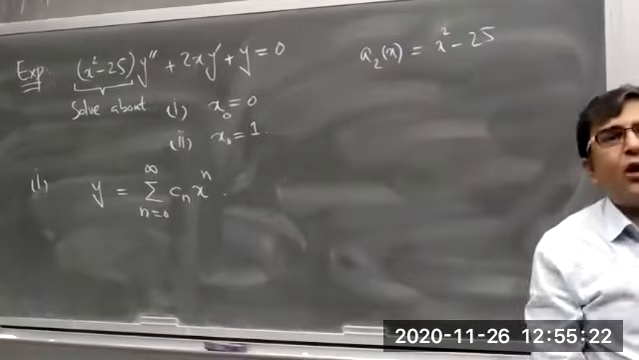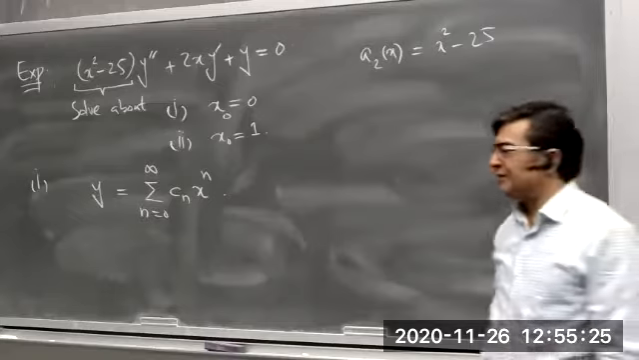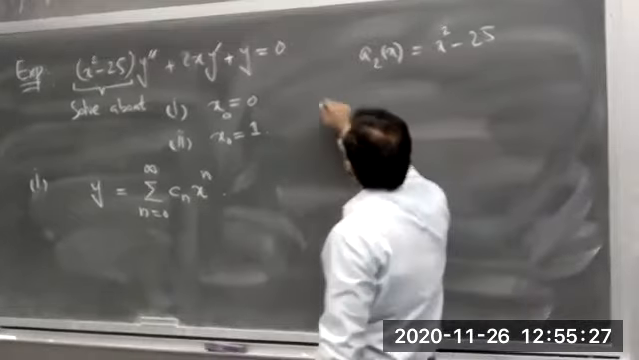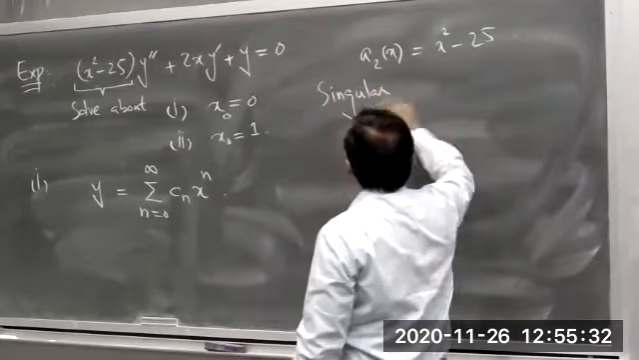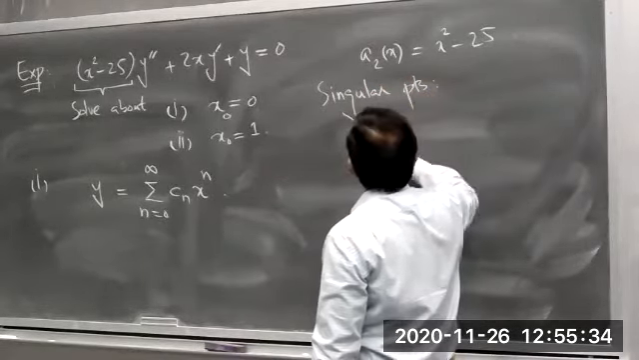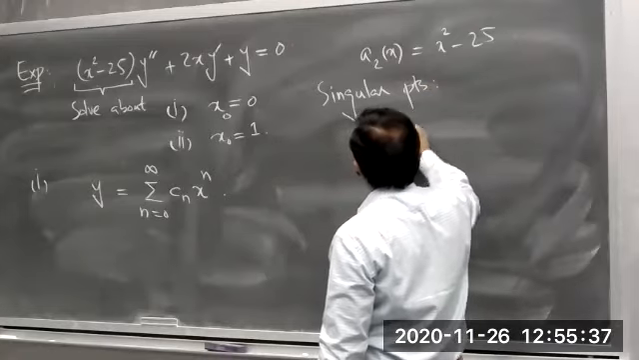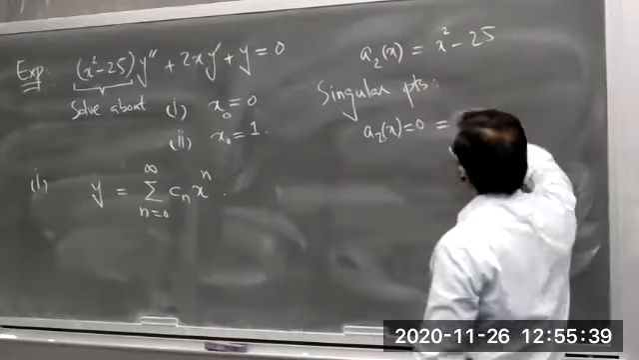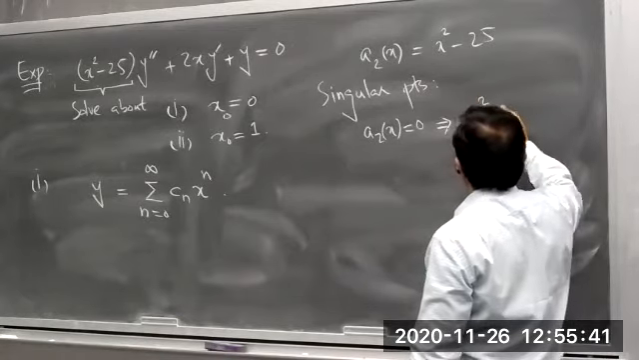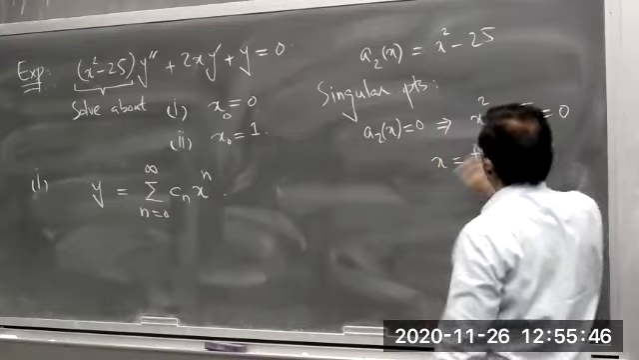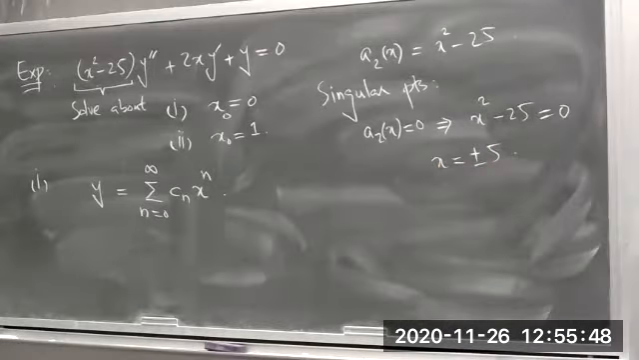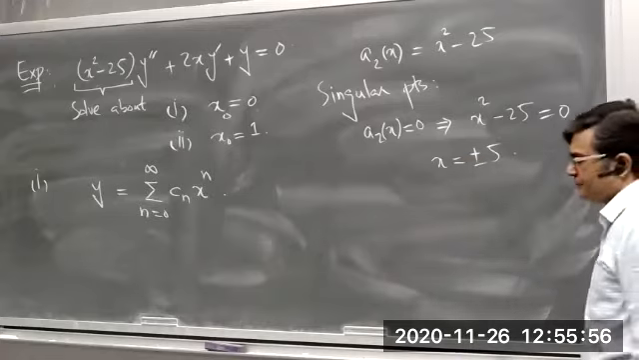We discussed singular points and ordinary points. We need to find the singular points of this differential equation. In order to find singular points, we put a2 of x equal to 0, and we solve for x. So this gives us x square minus 25 is equal to 0, and x is plus minus 5. Now these are the singular points.